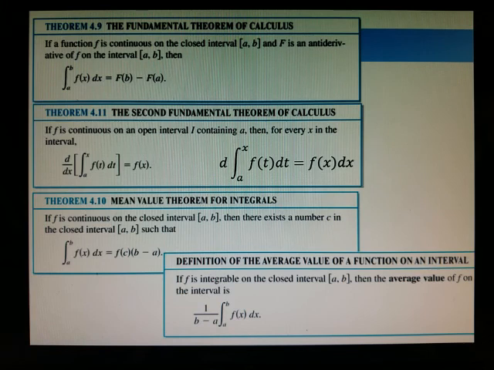These were the different theorems that we have had at this point in this chapter. And that ends your 4.4.